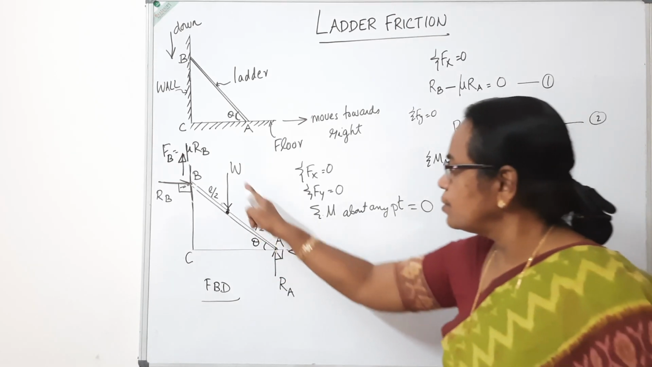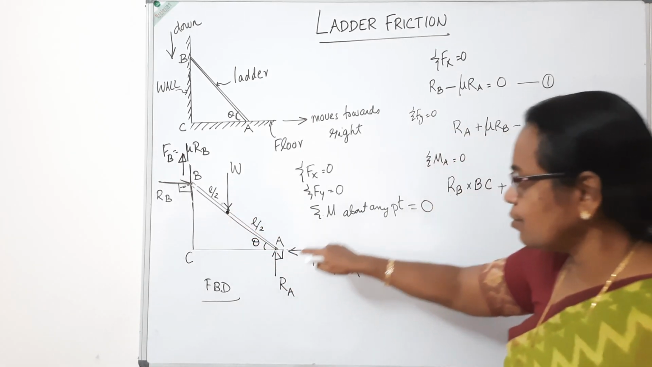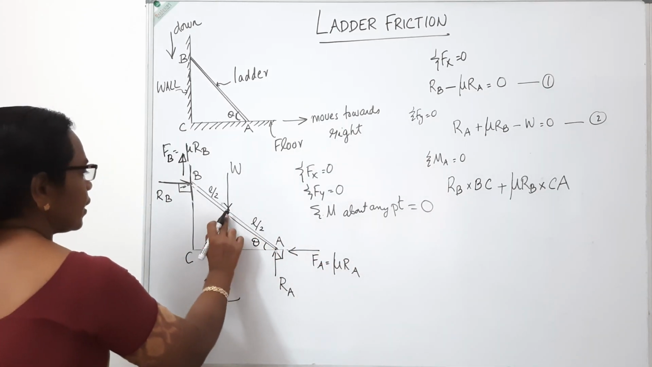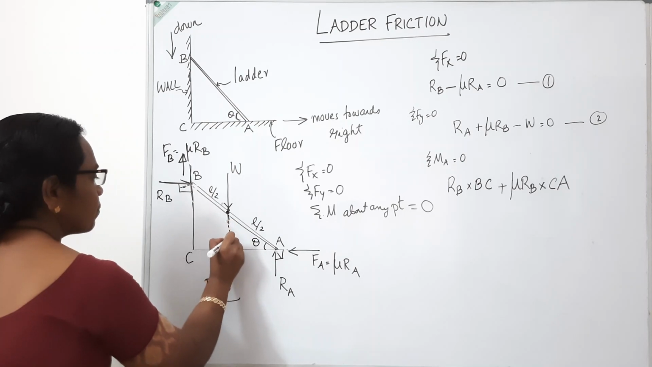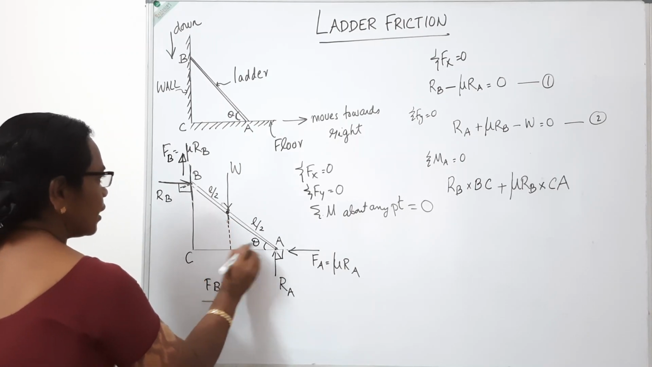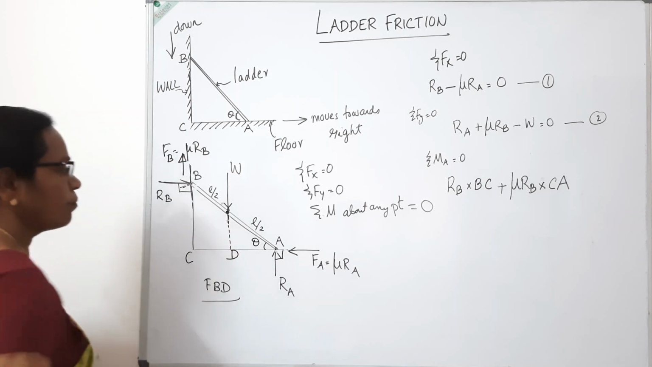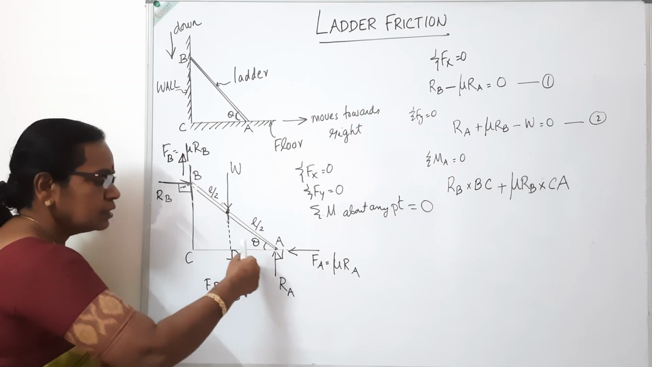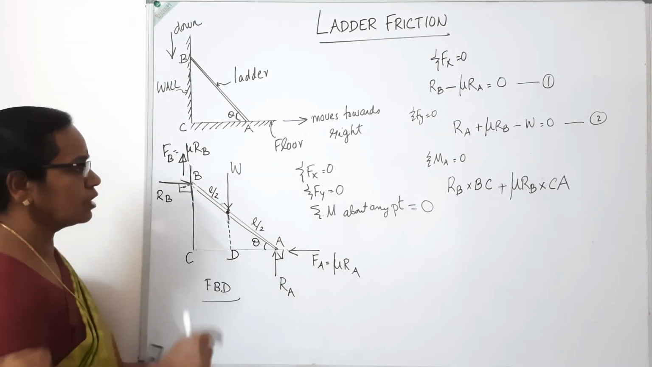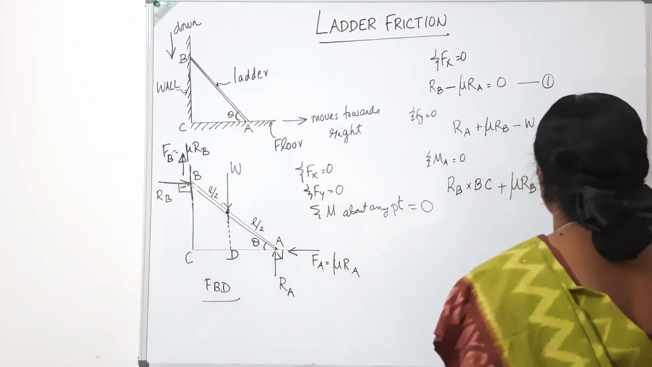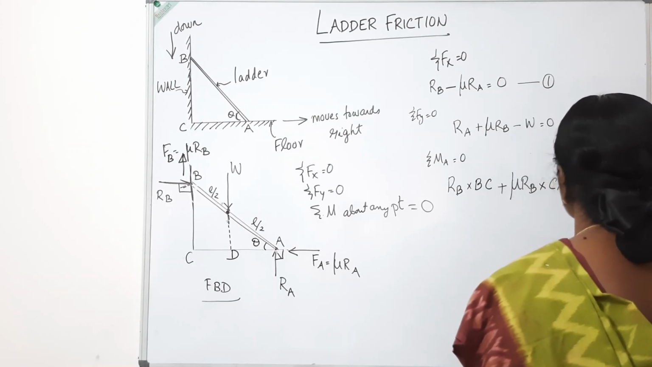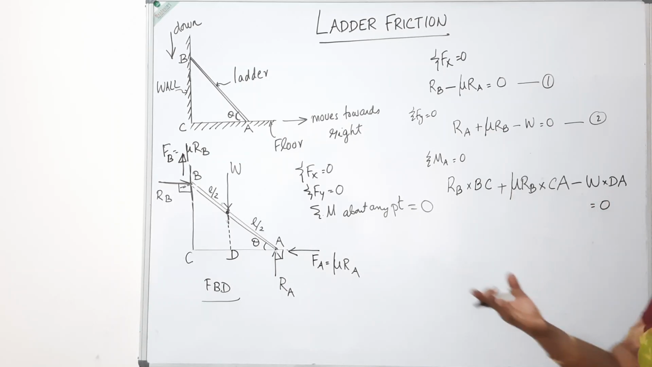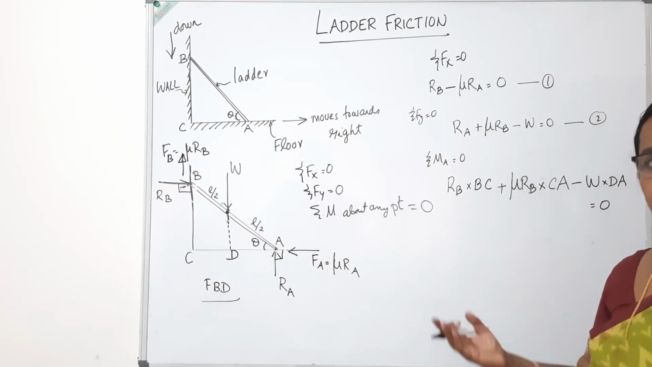Then what about W? W will be producing an anti-clockwise moment. If I extend this line and mark it as A, B, C, I have marked D. So W into this much distance, the perpendicular distance, will produce an anti-clockwise moment. So minus W into DA is equal to 0. Our aim is just BC, CA and DA, which can be obtained from the trigonometry of the figure.